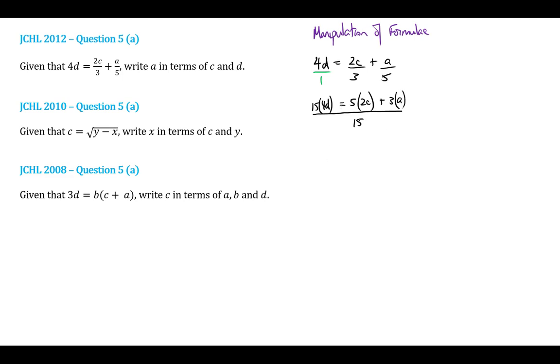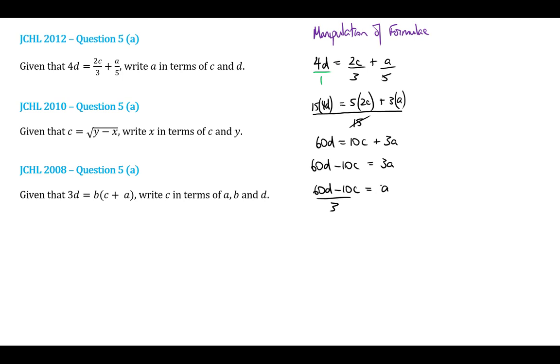If there's an equals on top, we can get rid of the fraction, and we're going to multiply out the rest, so we have 60D equals 10C plus 3A. I'm trying to isolate the A, so I'm going to remove a 10C from the right hand side. I can do that by subtracting 10C from both sides. And then finally, to get A on its own, I'm going to divide both sides by 3. So I have A is equal to 60D minus 10C over 3. And so I've written A in terms of C and D.